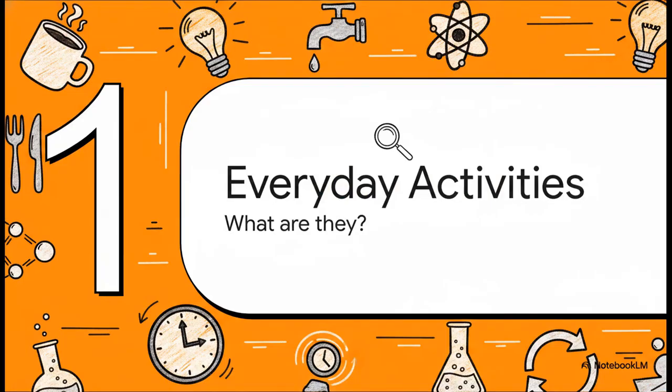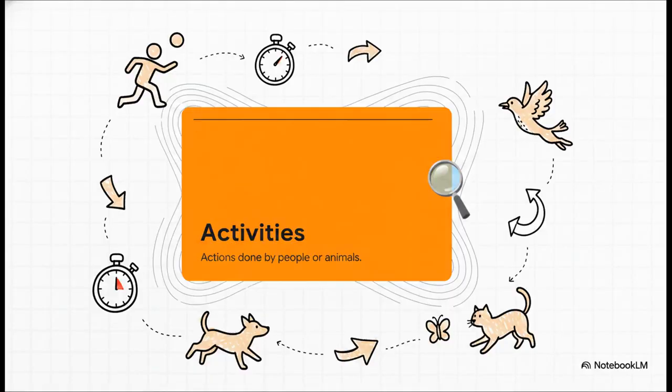Moving to Section 1, Defining Everyday Activities. Let's quickly establish exactly what we're talking about when we look at our environments. So our foundational vocabulary for today is actually beautifully simple. Activities are actions done by people or animals. In our scientific context here, an activity isn't just a sport or a hobby, it is quite literally any action. If a person does it or if an animal does it, it's an activity. It's the active pulse of our local environment.